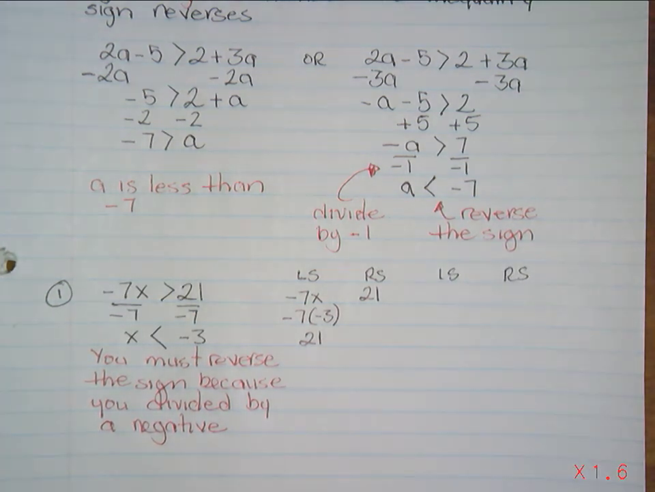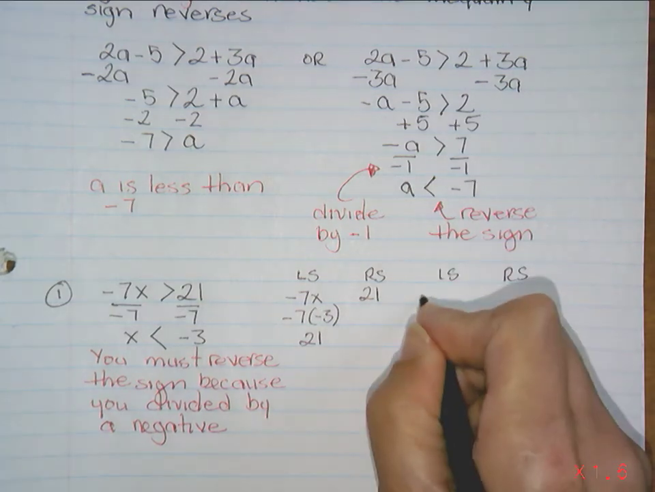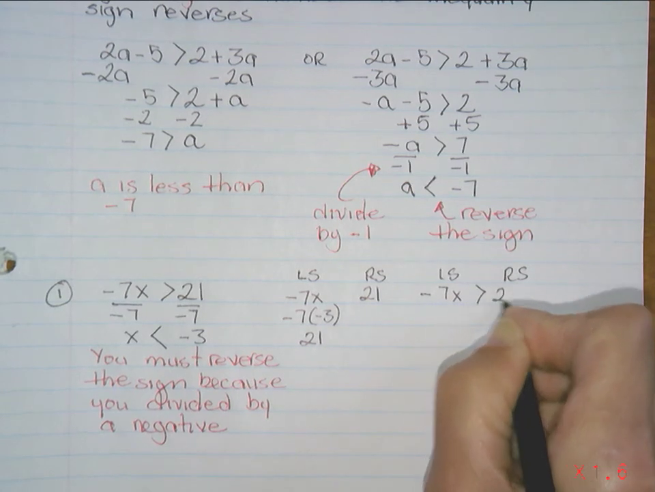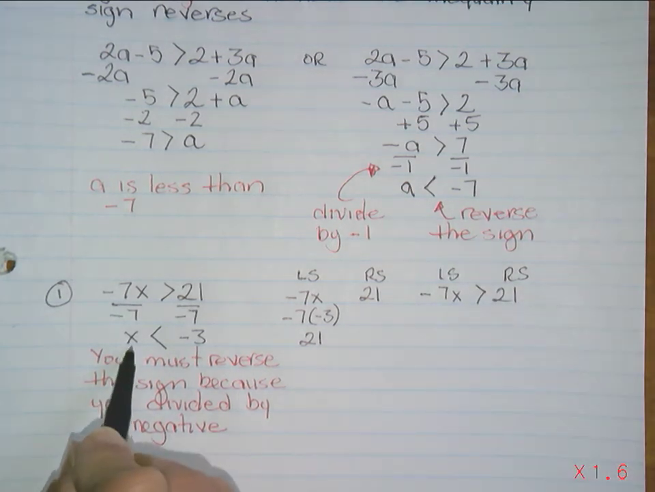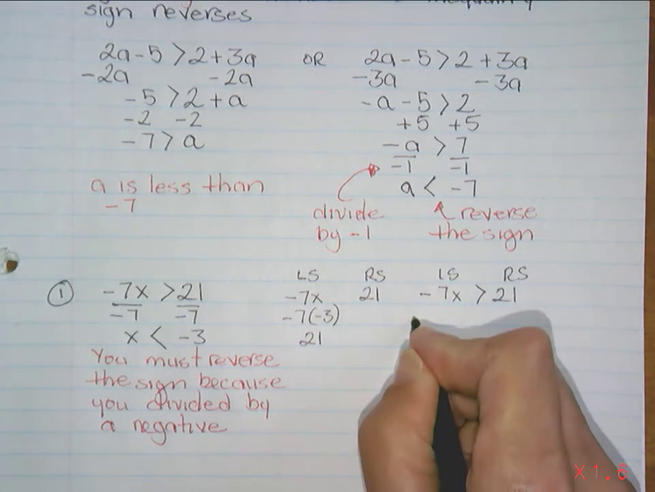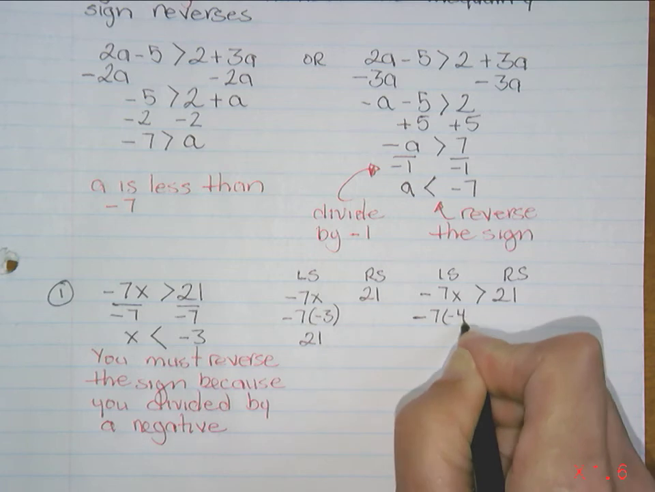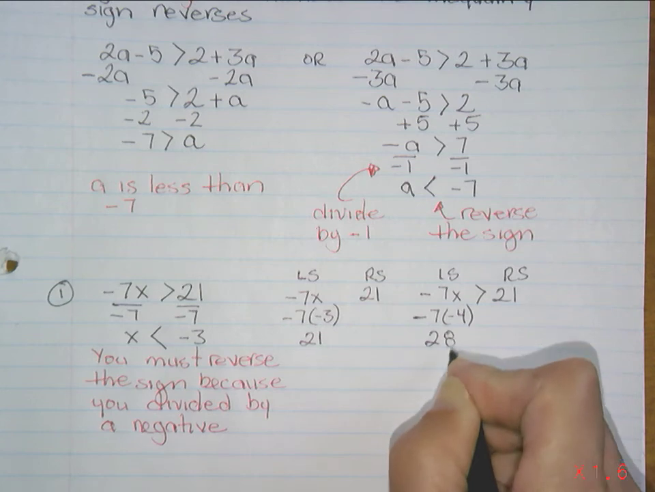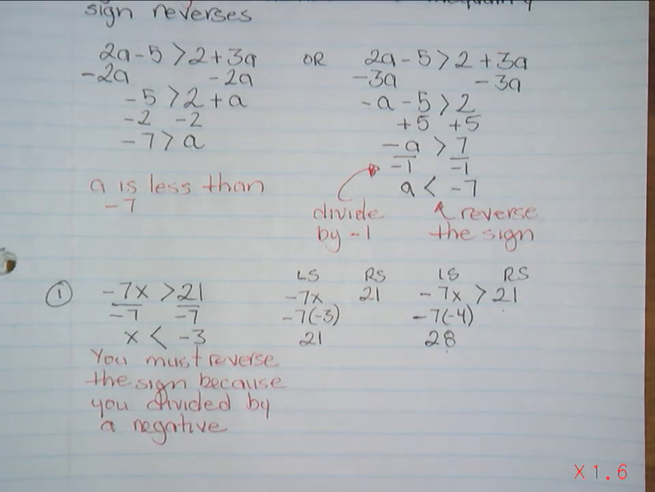Now here's where it gets tricky. You are checking the original equation. Negative 7x is greater than 21. But when you substitute in, you're checking the solution. X is less than negative 3. So I'm going to check negative 4 because negative 4 is less than negative 3. 7 times 4 is 28, 2 negatives, so it's a positive 28, and 28 is greater than 21. You're dealing with 2 different signs.